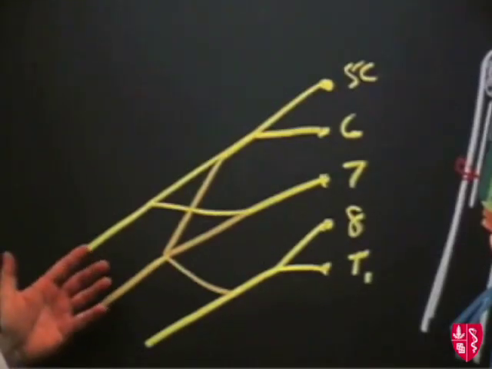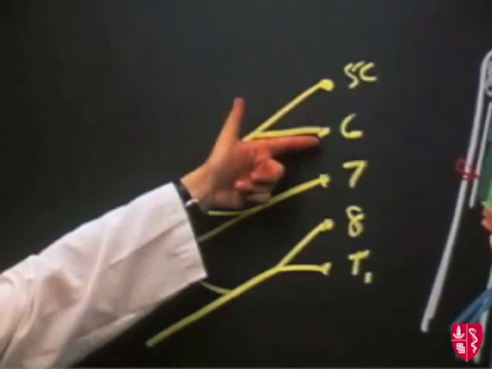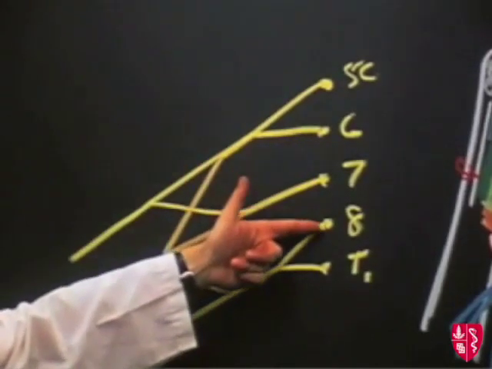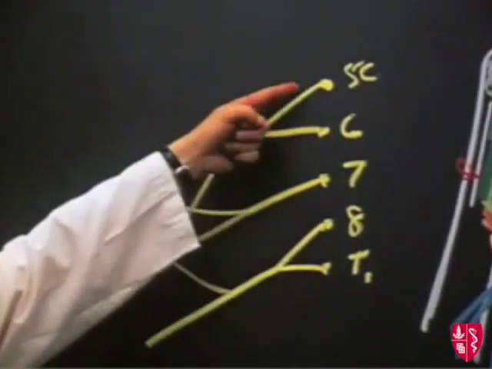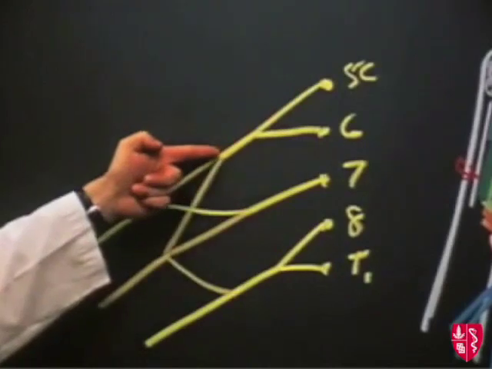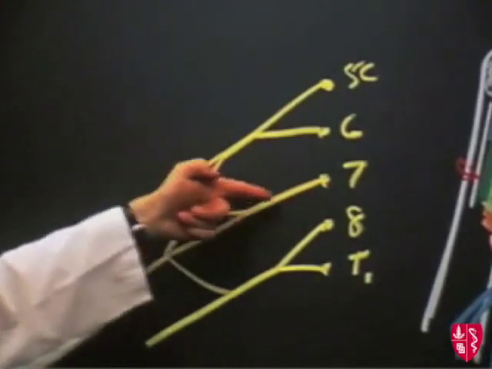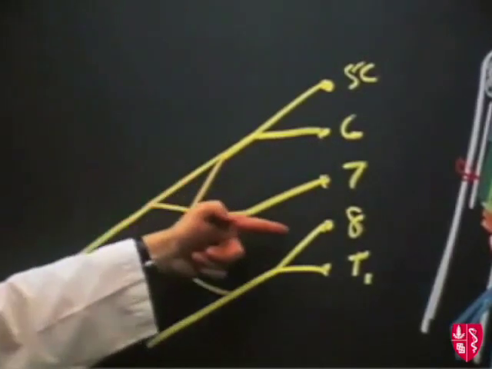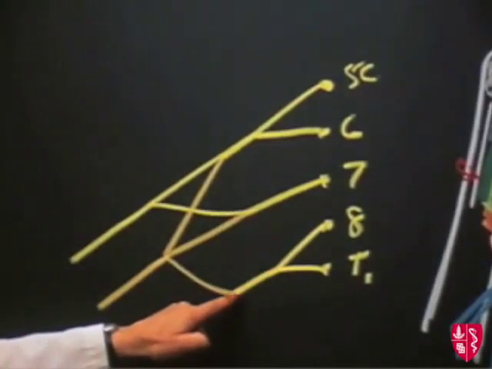So far, let us see what we have formed. We have the roots from the fifth cervical, sixth cervical, seventh cervical, and eighth cervical nerves, and the first thoracic nerve. The upper two roots unite to form the upper trunk. The C7 root forms the middle trunk, and the eighth and first thoracic root unite to form the lower trunk.